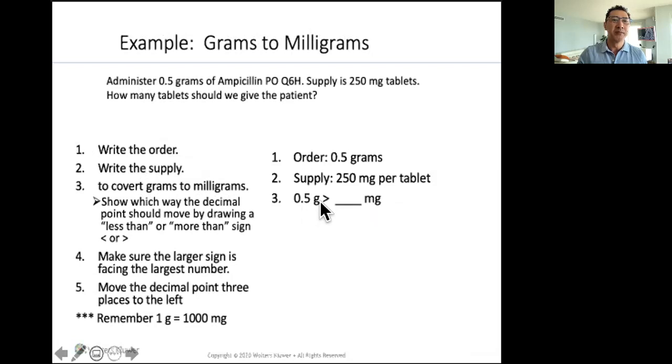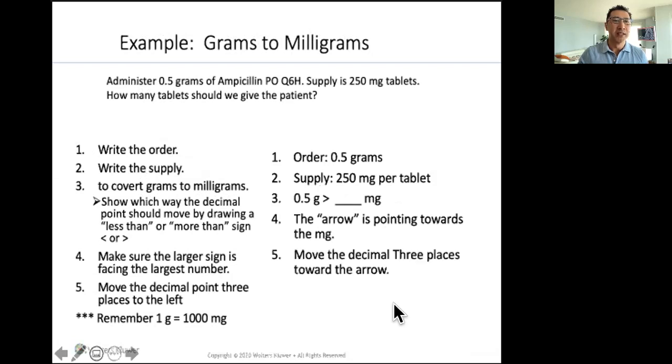0.5 grams to milligrams. Grams is greater than milligrams. That's why we have this greater than sign. Make sure the arrow is pointing towards the milligrams. Move the decimal 3 places towards the arrow. 1, 2, 3, so 500 milligrams. And that's not the question.